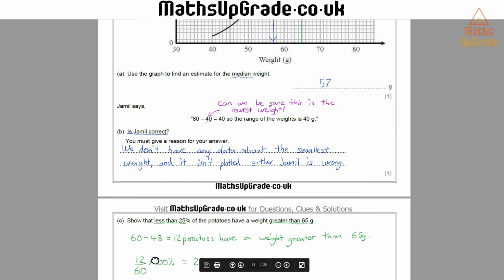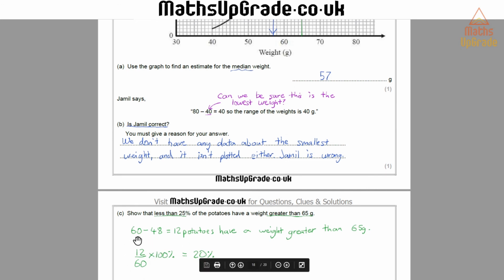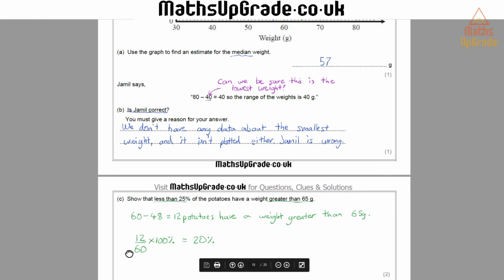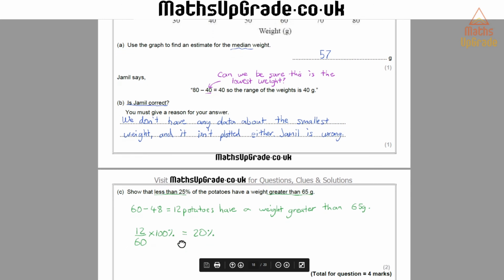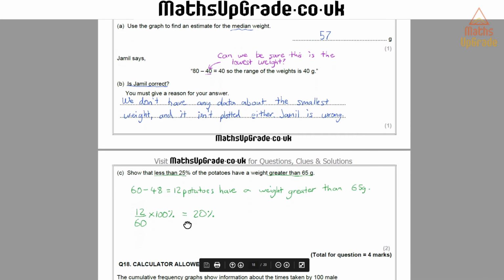Well, 12 as a fraction of all the potatoes, since there's 60 altogether, that's 12 over 60. But times that by 100%, I'll get 20%, and that is less than the 25% here. So that question there is worth 4 marks.